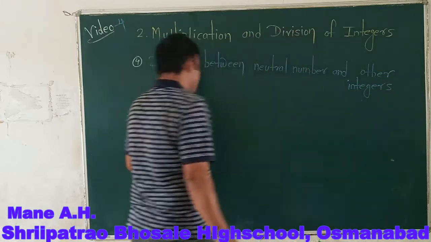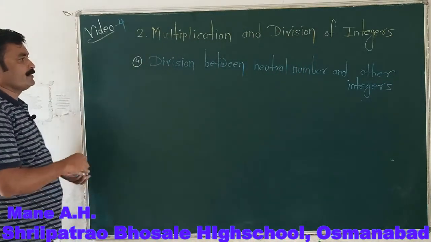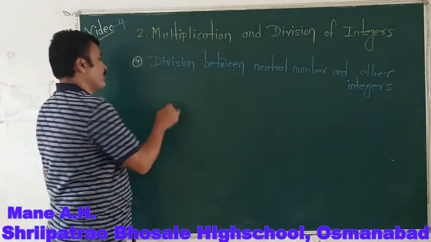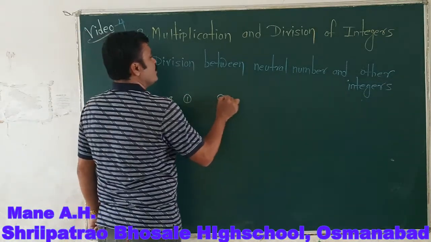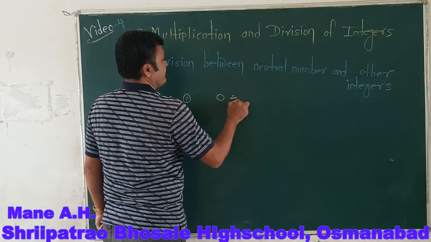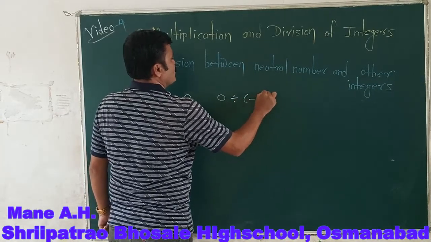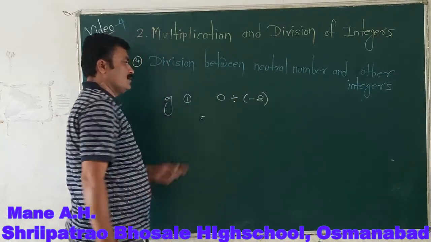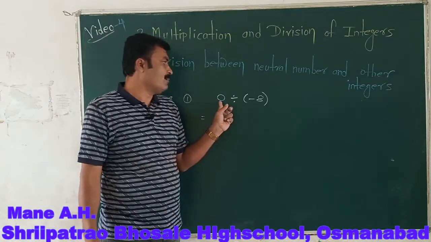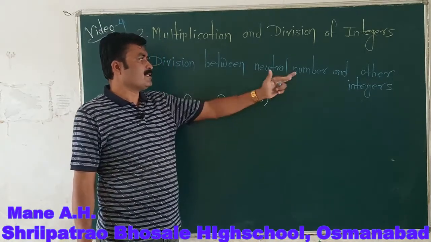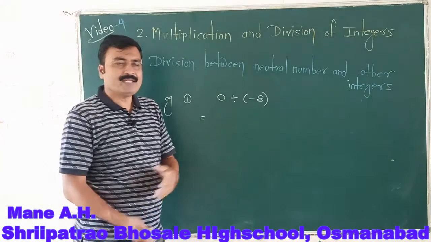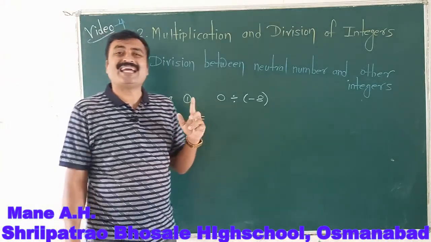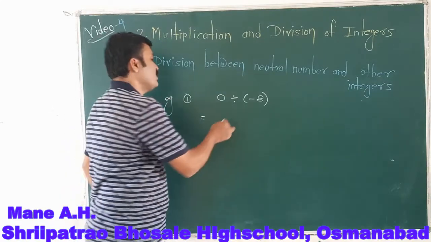So here, while getting this division, I am explaining the example in this way. 0 divided by minus 8. 0 is a neutral number, minus 8 is a negative integer. So we learn that when 0 is divided by any number, the quotient always gets 0.